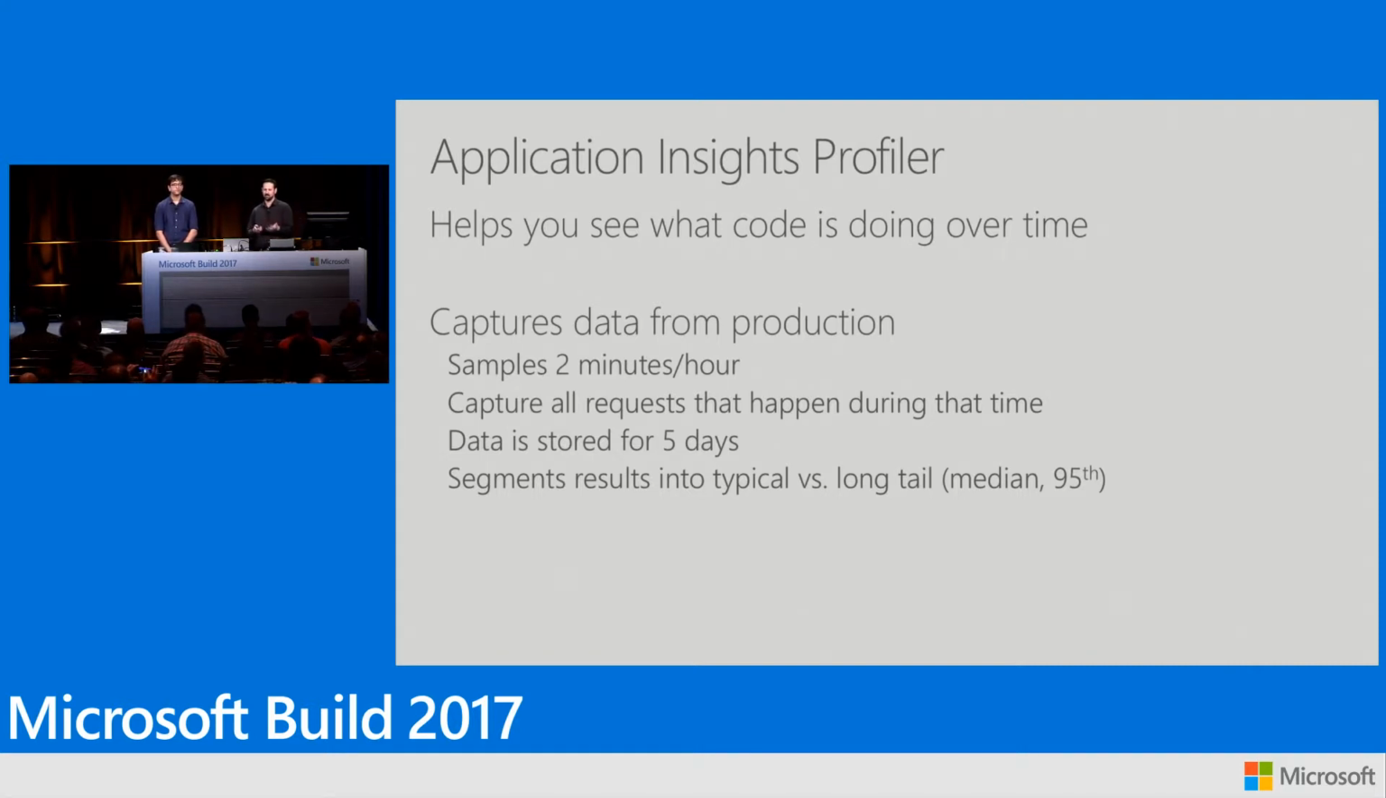And it takes this information and it segments it into the typical performance and the long-tail performance. And so we think about this as percentiles. The median, being your 50th percentile, represents what 50% of your users see, and that's the typical performance. And then we look at the 95th percentile usually to represent the long-tail performance, because at the 95th percentile of your requests, 5% of your users are experiencing that performance or slower.